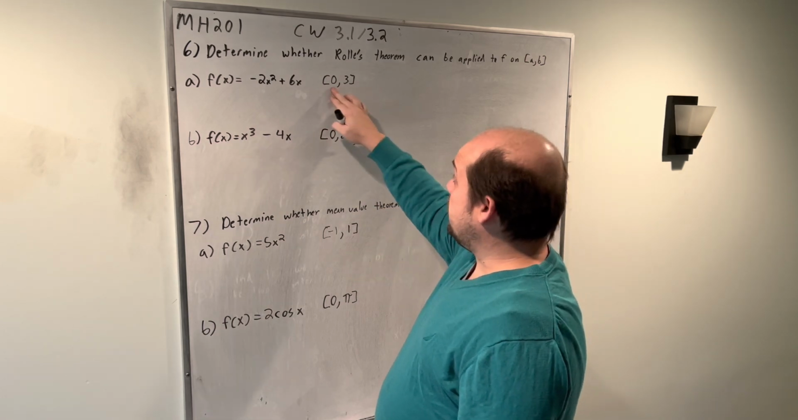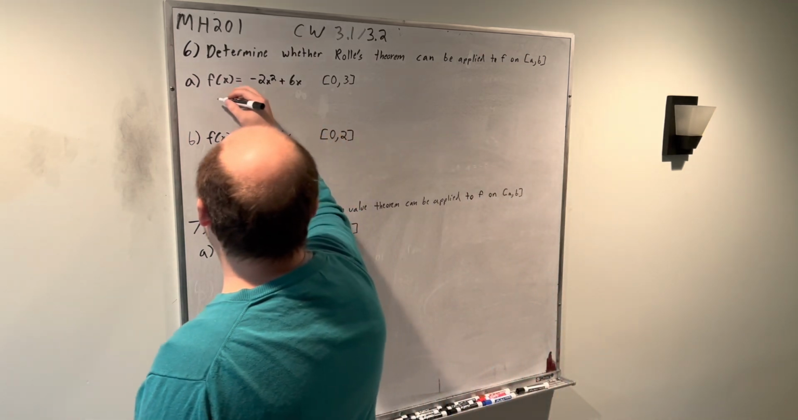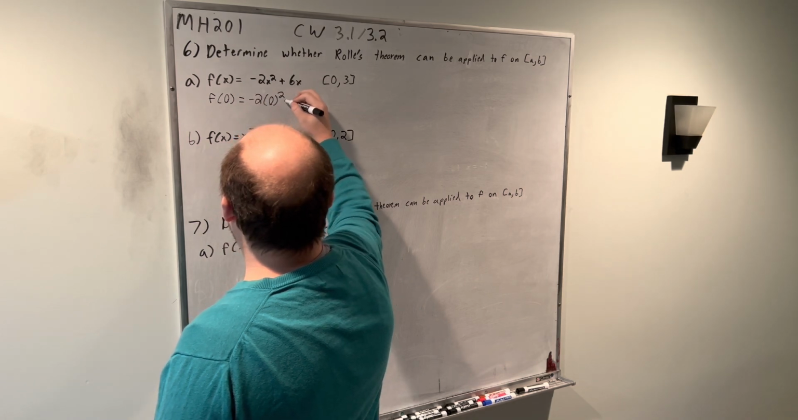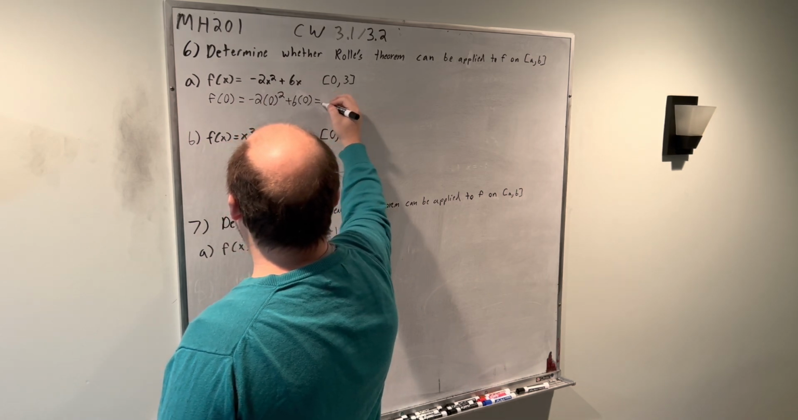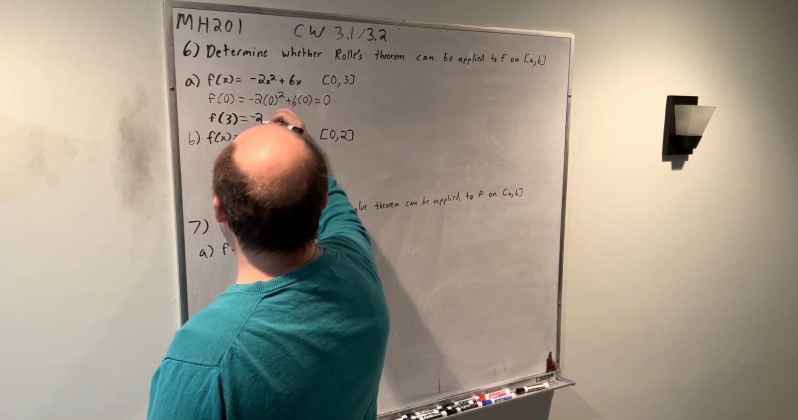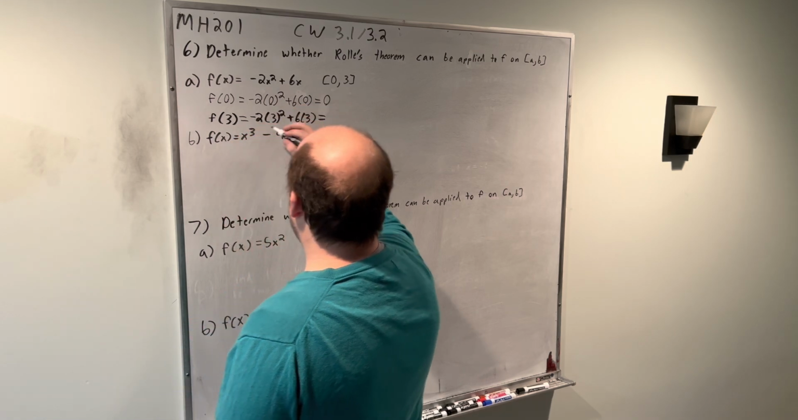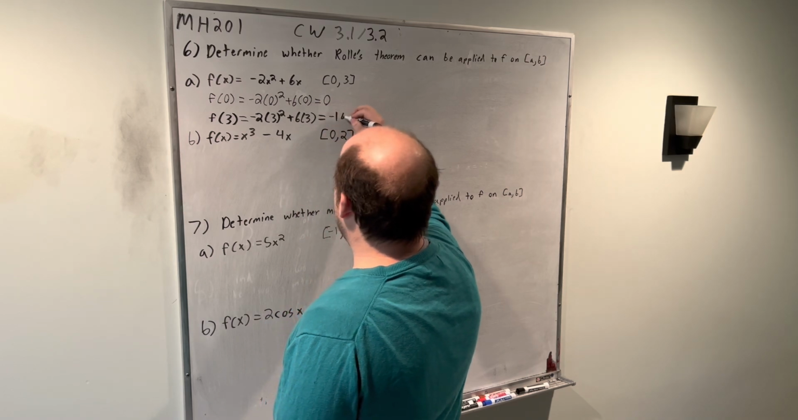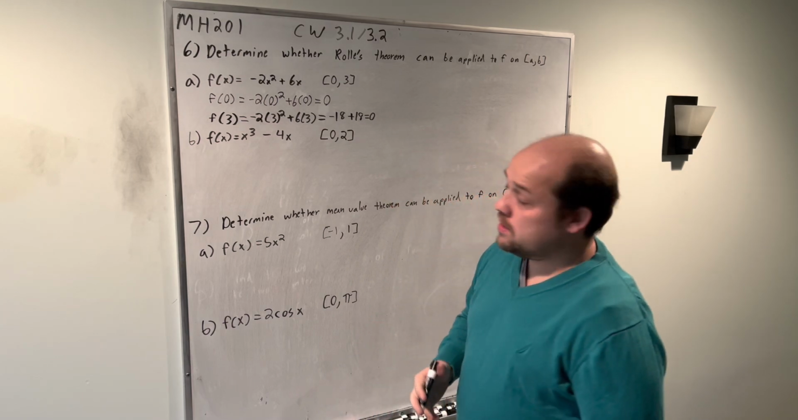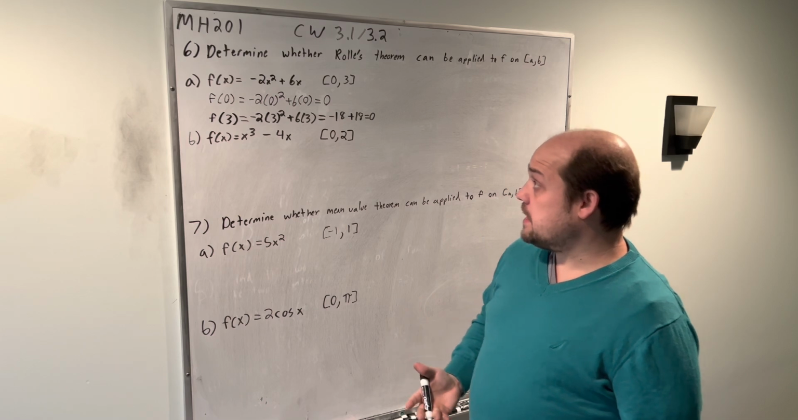The next step is plugging in the two values and making sure that I do get the same thing for both. So if I plug in 0, f of 0 would be -2 times 0 squared plus 6 times 0, which is just 0. If I plug in f of 3, that would give me -2 times 3 squared plus 6 times 3. 3 squared is 9, -2 times 9 is -18. 6 times 3 is +18, so this also equals 0. They don't need to equal exactly 0, they just need to equal the same thing. In this case, the same thing is 0.